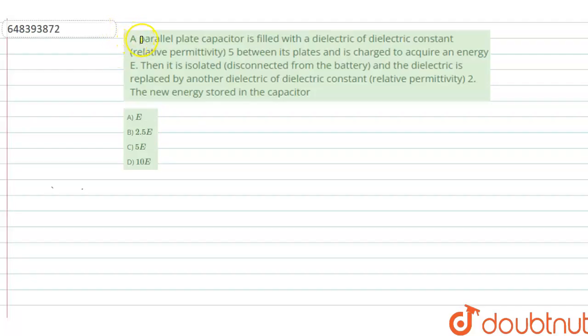Hello everyone, let's start the question. So the question says a parallel plate capacitor is filled with a dielectric of dielectric constant 5 between its plates and is charged to acquire an energy E. Then it is isolated, disconnected from the battery, and the dielectric is replaced by another dielectric of dielectric constant 2.